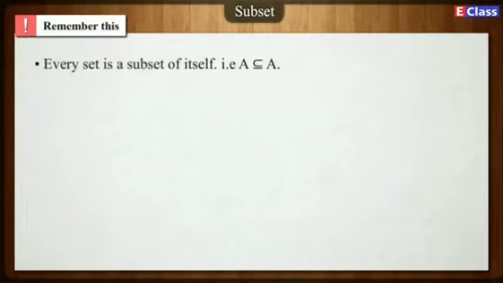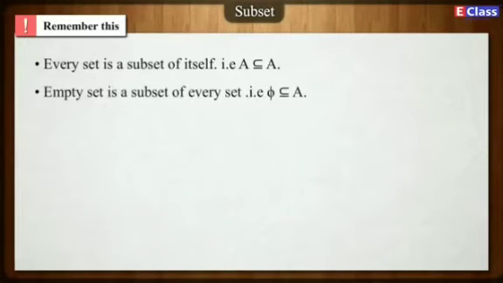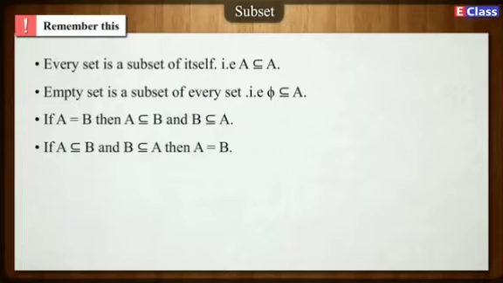Remember this. Every set is a subset of itself. That is, A is a subset of A. Empty set is a subset of every set. That is, phi is a subset of A. If A is equal to B, then A is a subset of B and B is a subset of A. If A is a subset of B and B is a subset of A, then A is equal to B.